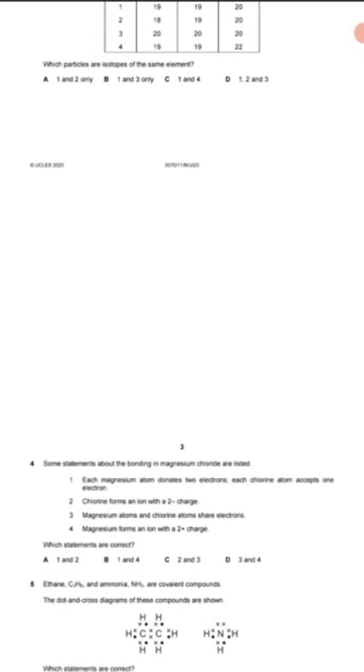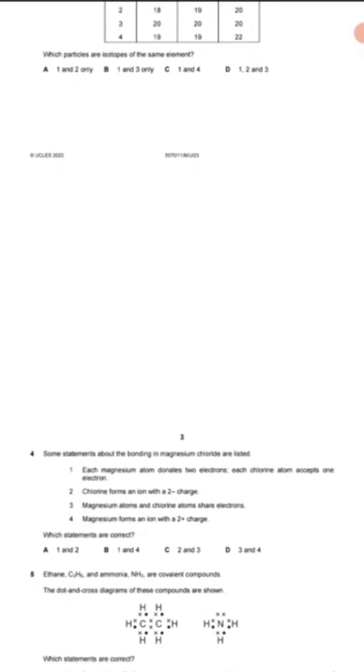Some statements are given to you about magnesium chloride, and we have to read that statement and then we find out which one is the correct. Each magnesium atom donate 2 electrons. Yes, they do. Each chlorine atom accept one. Yes, they do. So option 1, the statement 1 is correct. Chlorine form an ion with a -2 charge. No, it is not possible. So second statement is not correct. Magnesium atoms and chlorine atoms share their electrons. No, they don't. They just show the give and take relationship. Number 4, magnesium forms an ion with +2 charge. Yes, it is true. So statement 1 and 4 is true. So the B option is the correct one.